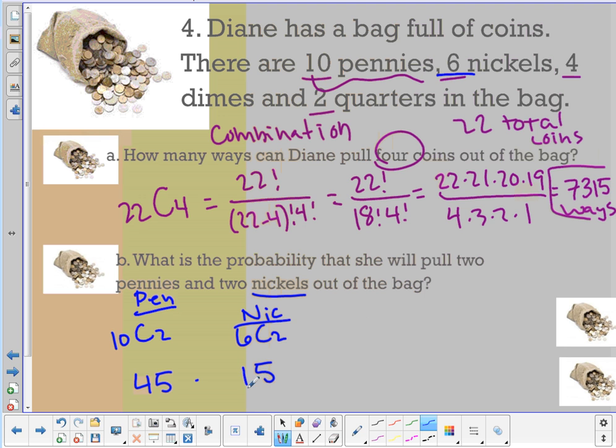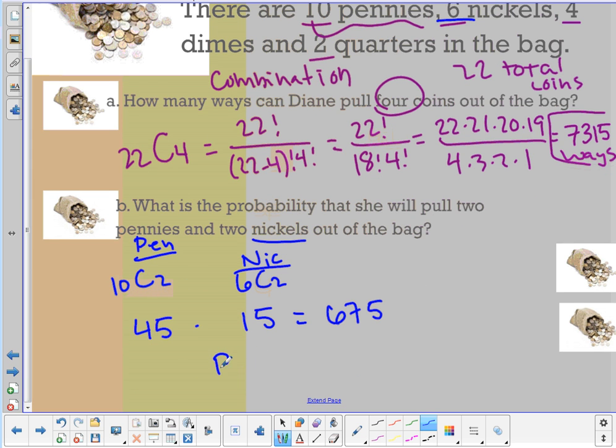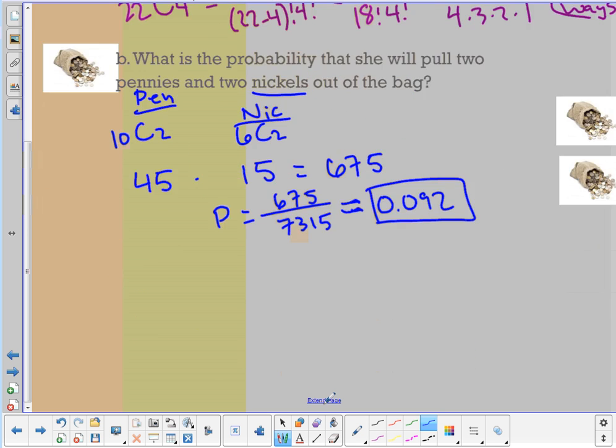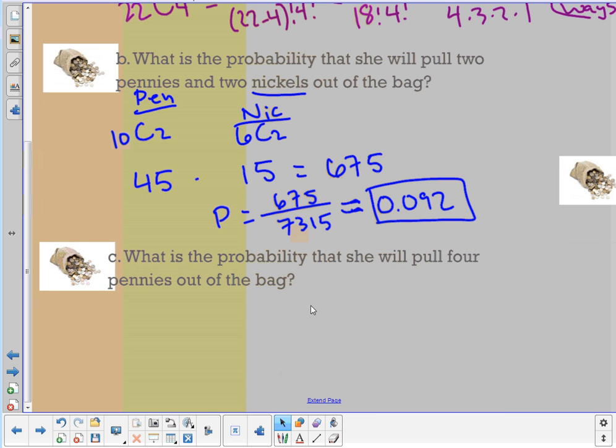And again, you have to go through and actually calculate those combinations. I'm just saving us some time because I don't think you need to watch me do that anymore. So 45 times 15 is 675. But again, that's still not my answer. My probability is 675 divided by the 7,315. And I get approximately 0.092 there.